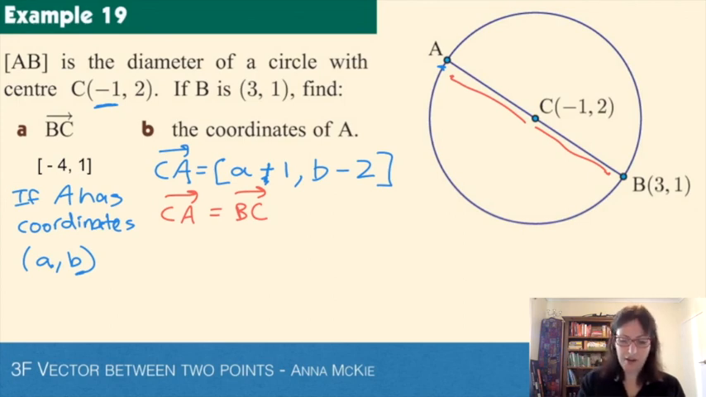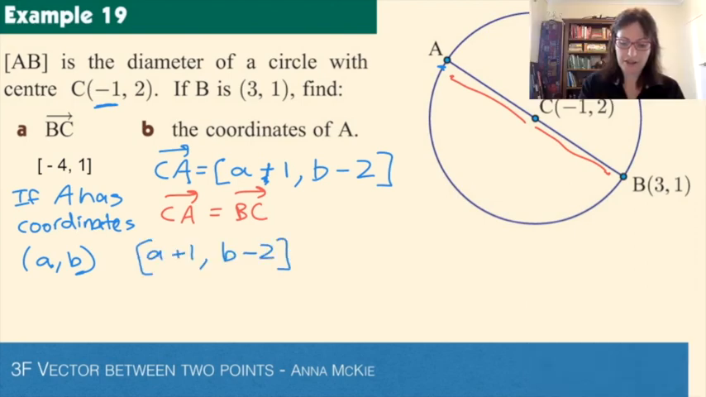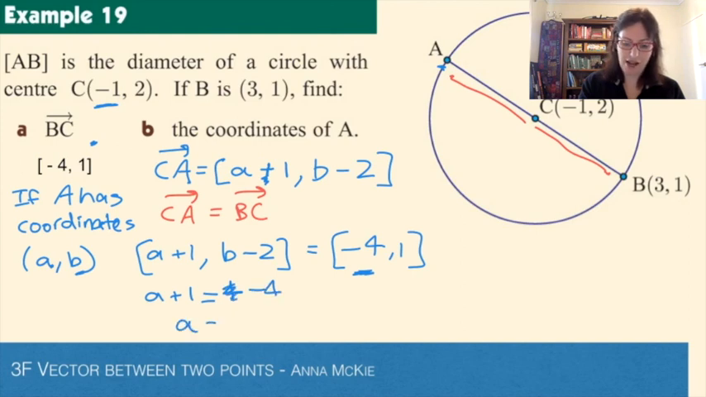How do we write that out? Write these out now with their components. So I've written out vector CA there, and I'm going to put it equal to vector BC, which we worked out in part 1, -4, 1. And now you're essentially equating components. So a plus 1 is equal to what's in that first position of BC, the horizontal component, is equal to -4. So therefore a is equal to -5, and b subtract 2 would be equal to +1. Therefore b is equal to 3.